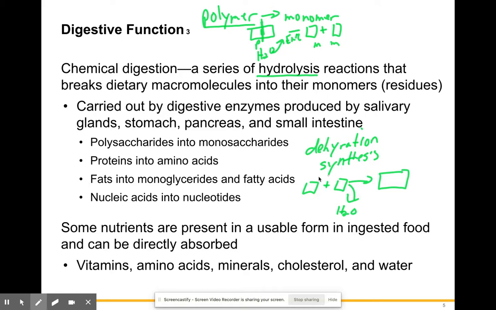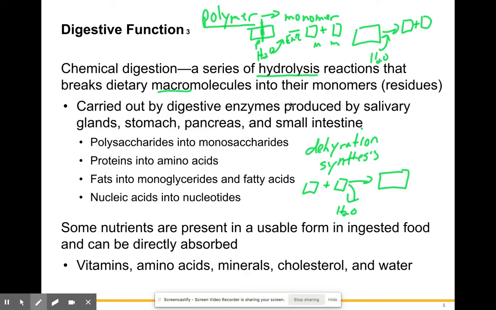If we want to take it apart, we start with a polymer and break it up into its monomers. We use water and input water. We'll put water into it. Here we took water out. Here we put water back in. So chemical digestion is hydrolysis. That breaks macromolecules, large molecules, into monomers, or these simple one-compound pieces here.